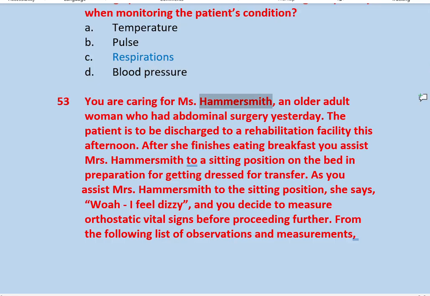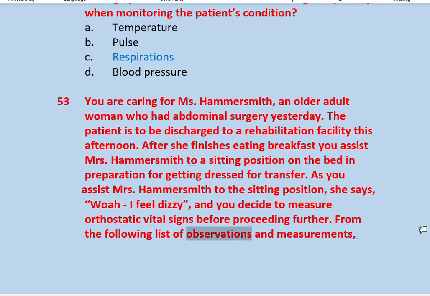53. You are caring for Ms. Hammersmith, an older adult woman who had abdominal surgery yesterday. The patient is to be discharged to a rehabilitation facility this afternoon. After she finishes eating breakfast, you assist Mrs. Hammersmith to a sitting position on the bed in preparation for getting dressed for transfer. As you assist her, she says, "Whoa, I feel dizzy," and you decide to measure orthostatic vital signs before proceeding further.